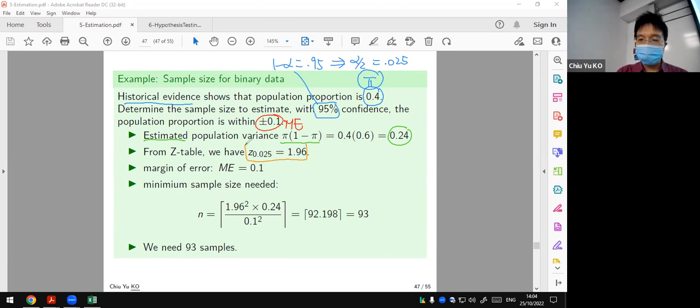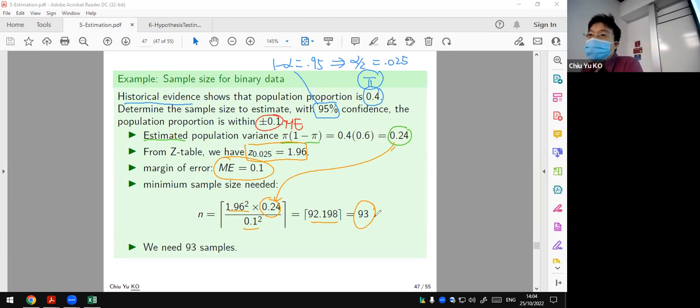And this is 1.96. I think we have done this so many times, I'm not going to repeat it. This alpha is 0.01. So what's left is just plugging in every number. Do remember there's no square for this one because it's already the variance. So what you get is 92.19, so you need 93 samples to do what we want to do. I guess that's not an issue.